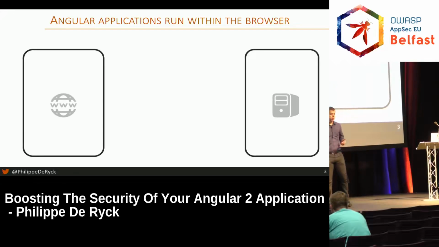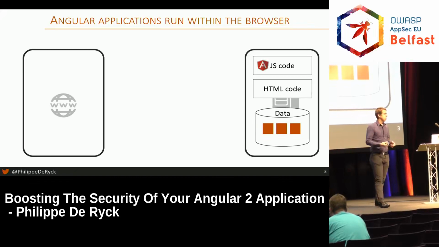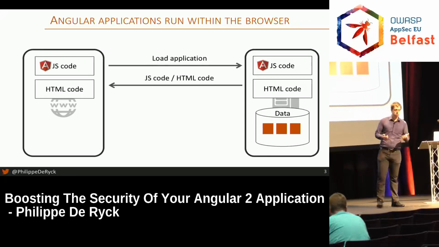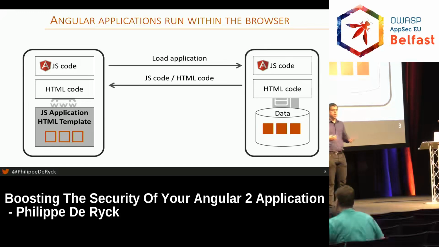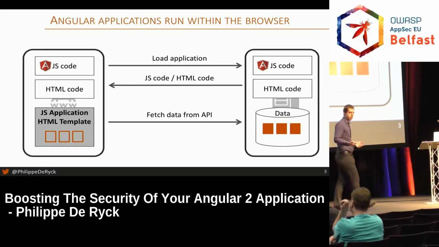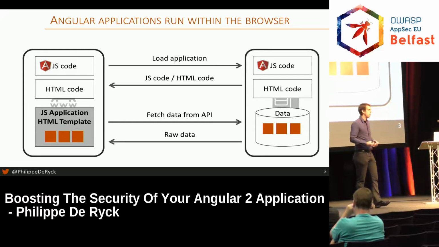So essentially, very briefly, an Angular application, you have static HTML, you have static JavaScript on the server, you load it in the browser, essentially you bootstrap the application, you have a template with data binding, and data will be fetched from an API and injected into that template. That's essentially, in a nutshell, what an Angular application is or how it works under the hood.